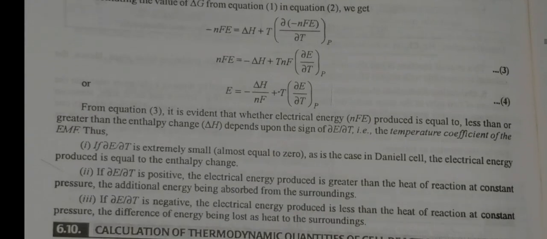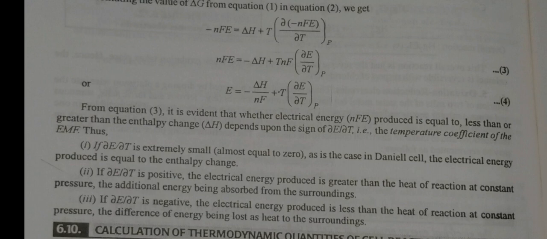From equation 3, it is evident that whether electrical energy produced is equal to, less than, or greater than the enthalpy change depends upon the sign of ∂E/∂T, that is, the temperature coefficient of the EMF. Thus, first, if ∂E/∂T is extremely small, almost equal to 0, as in the case of the Daniell cell, the electrical energy produced is equal to the enthalpy change.